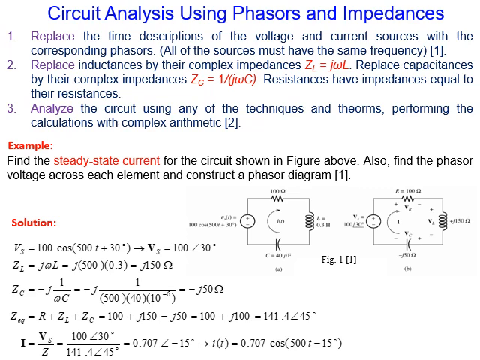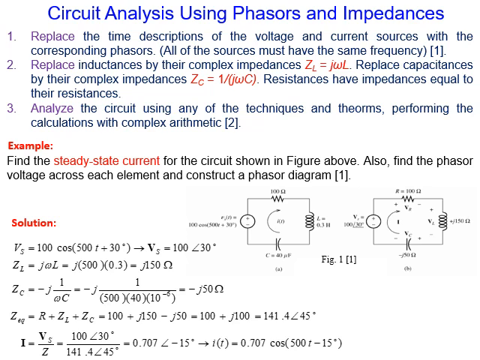Let's take different examples. Now look at this circuit. This circuit contains 3 elements, R, L, C, where you can see that the inductance is given in Henry, which is 0.3, the capacitor in microfarad, which is 40, and the voltage given as a cosine function, which is 100 cosine 500t plus 30. The first step is to convert this time domain circuit into a phasor circuit.